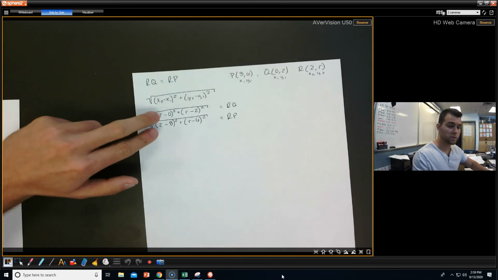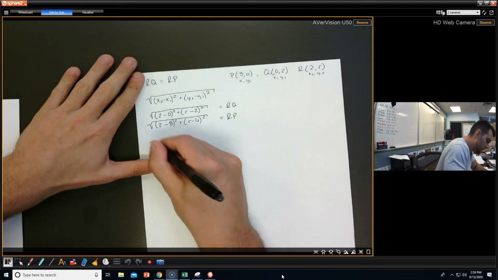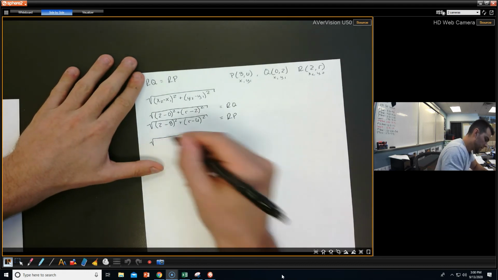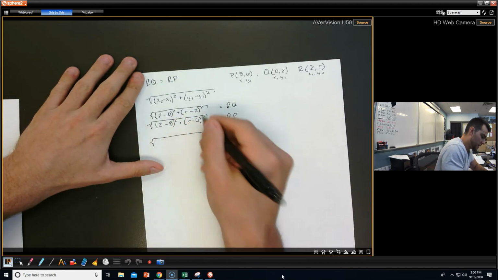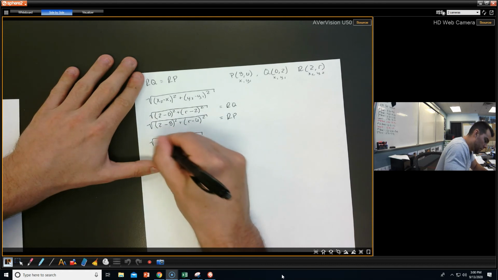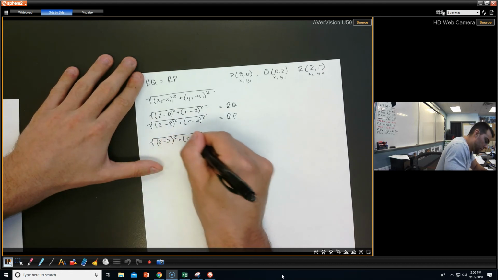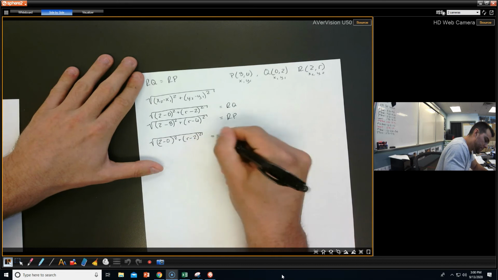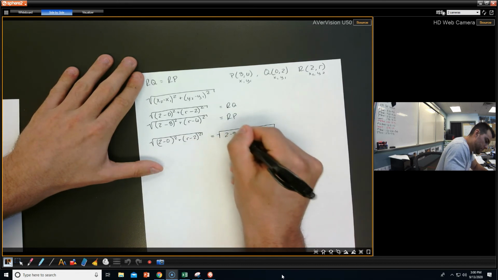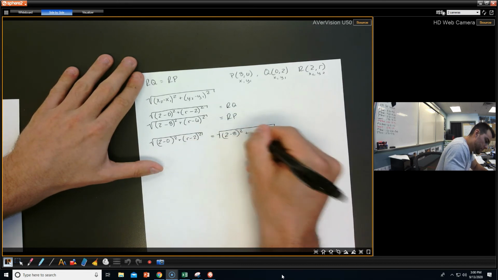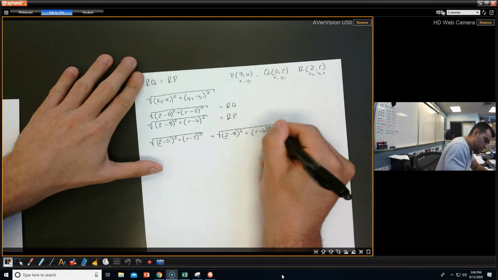And these guys are supposed to be equal to each other, so I'm going to set them equal to each other. I'm going to try to clean this up, I'll do that in a little bit. Just set them equal to each other right now. Alright.